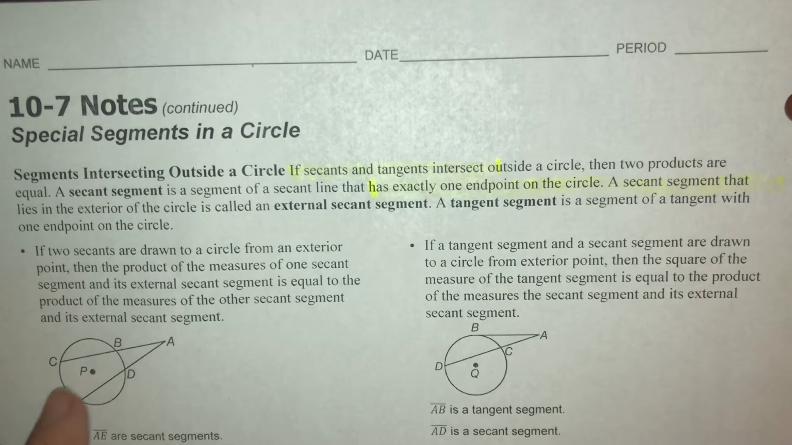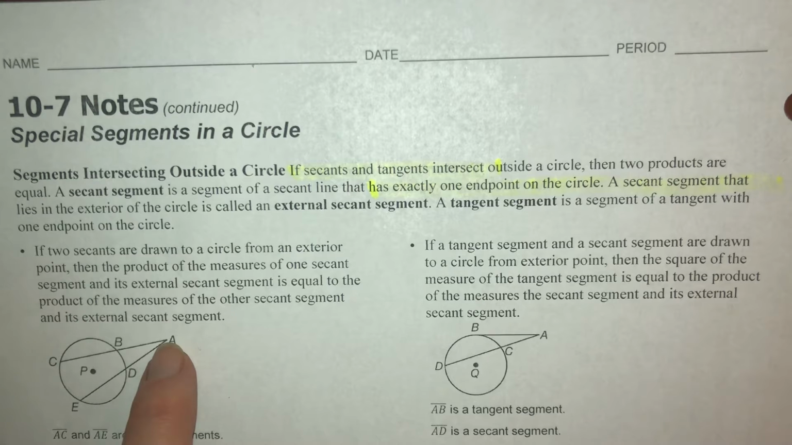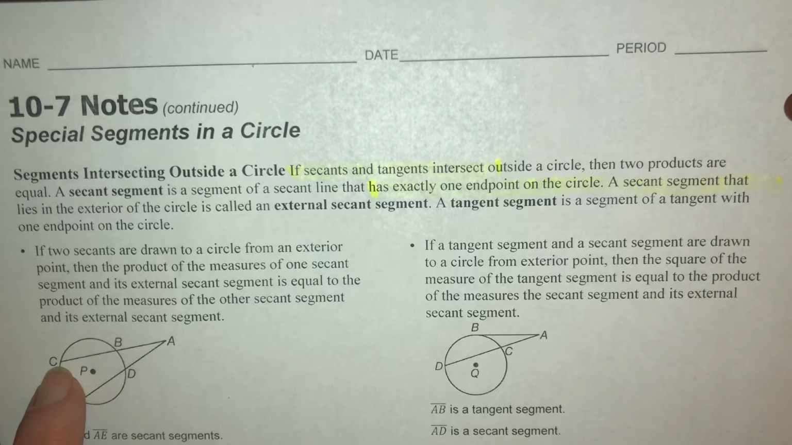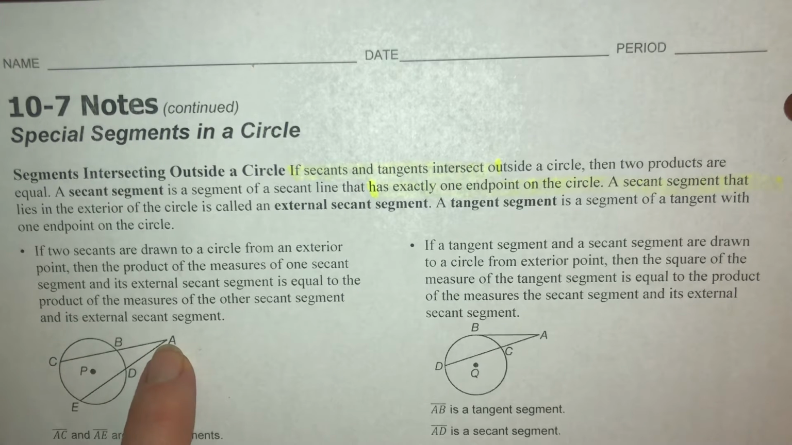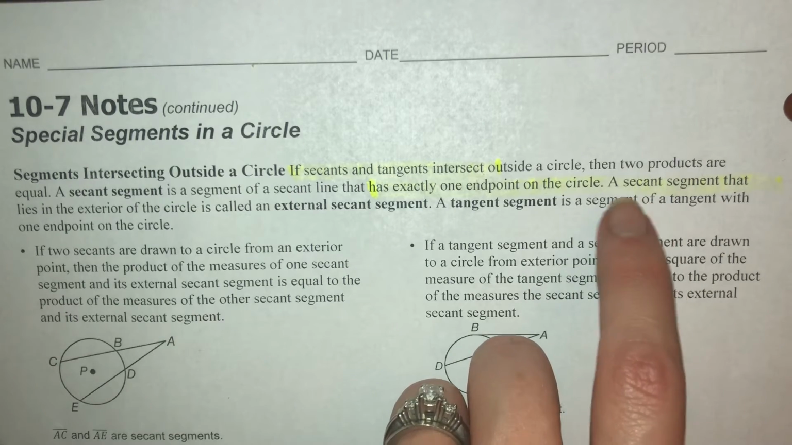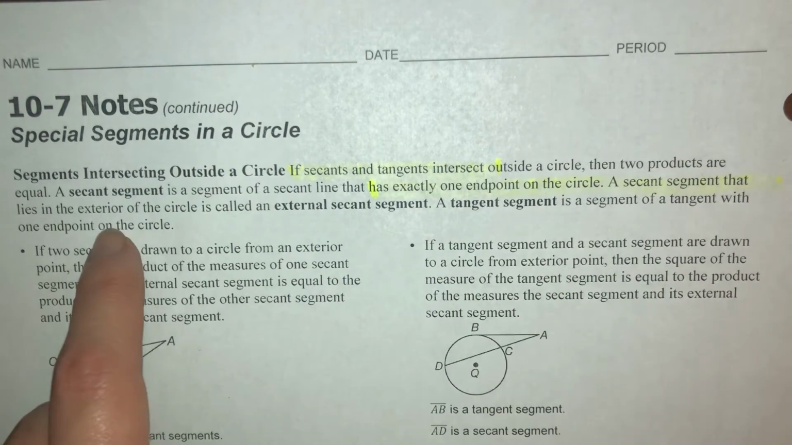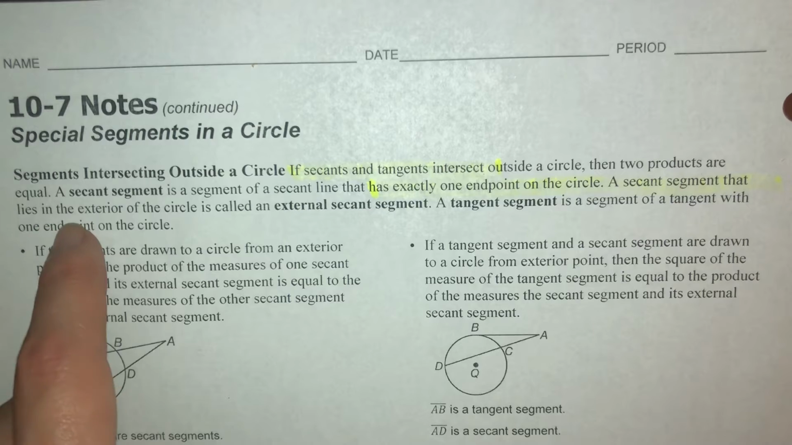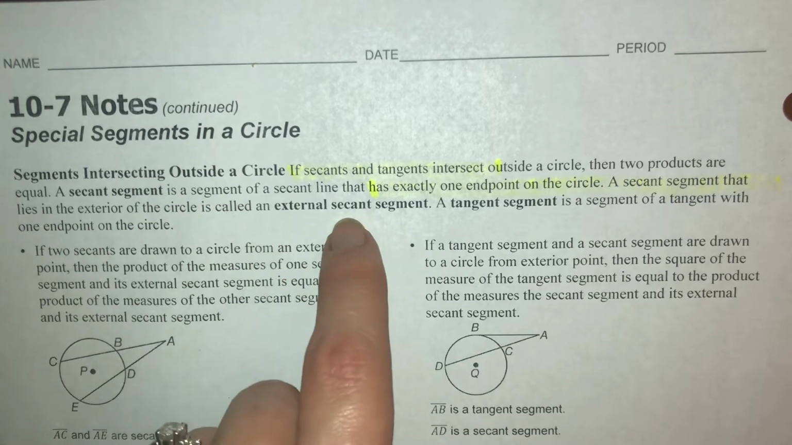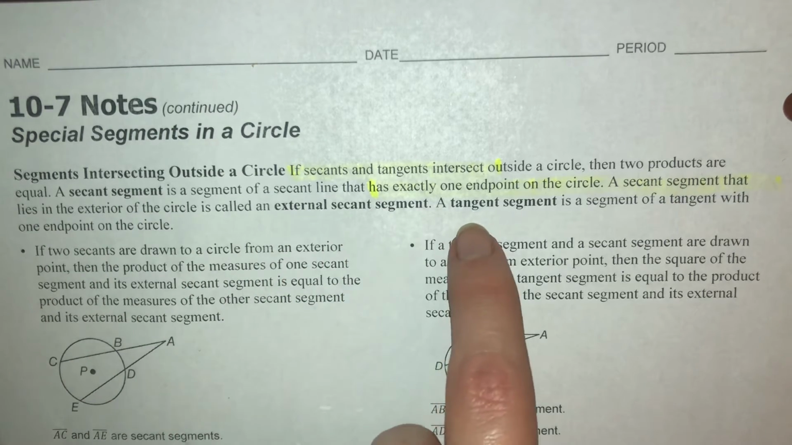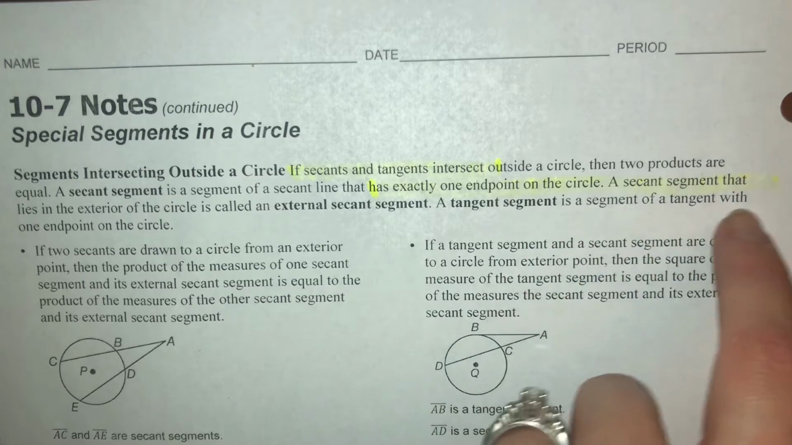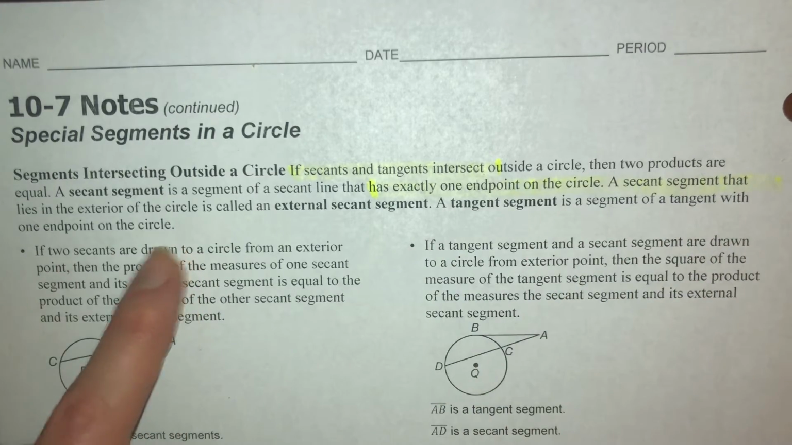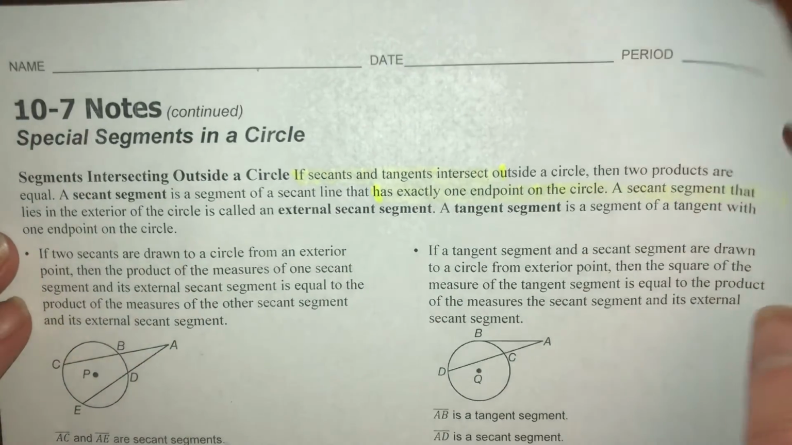So that would be like AC. We have a line that passes through the circle twice. One endpoint is on the circle and one is outside. A secant segment that lies in the exterior of the circle is called an external secant segment, and a tangent segment is a segment of a tangent with one endpoint on the circle. So there's a lot of vocabulary here.